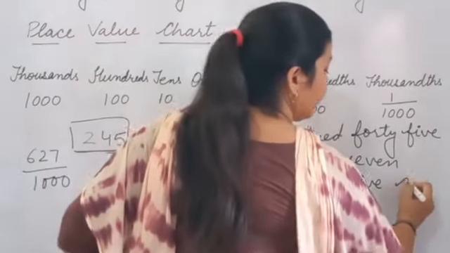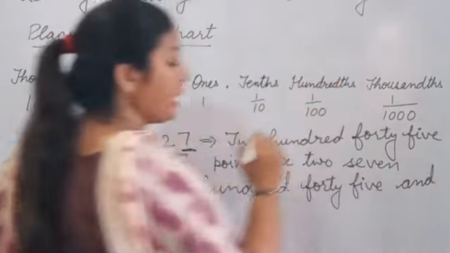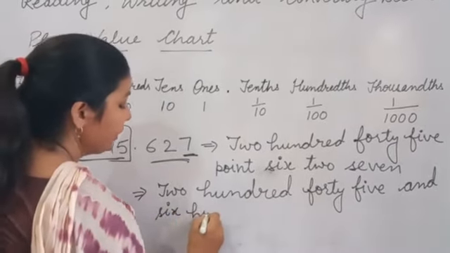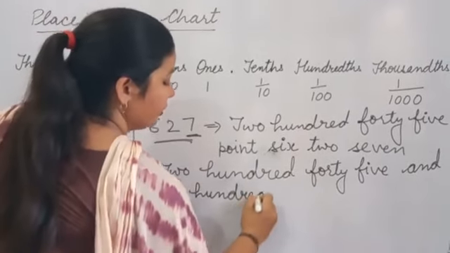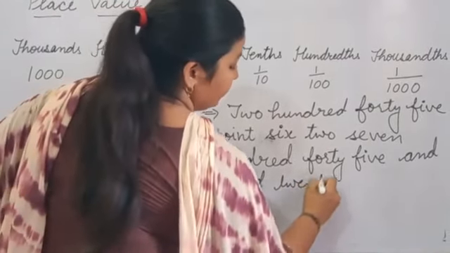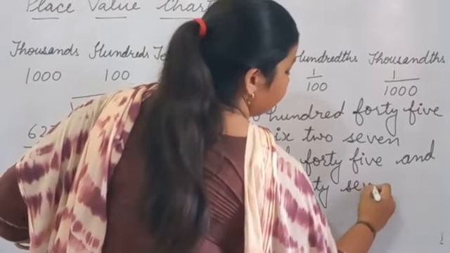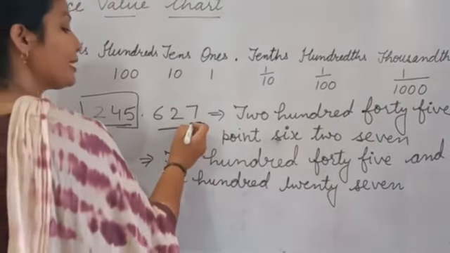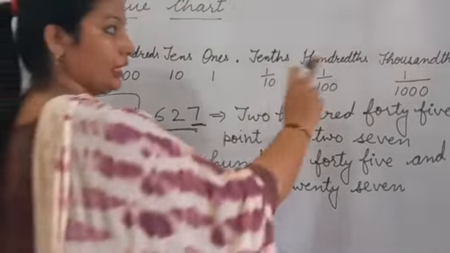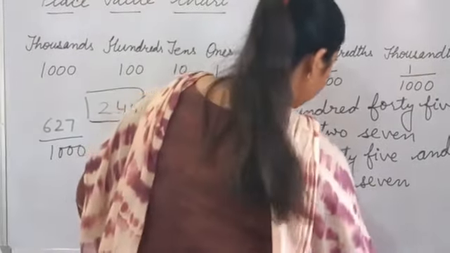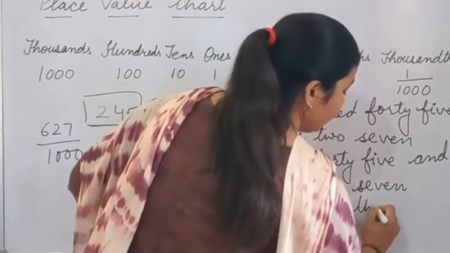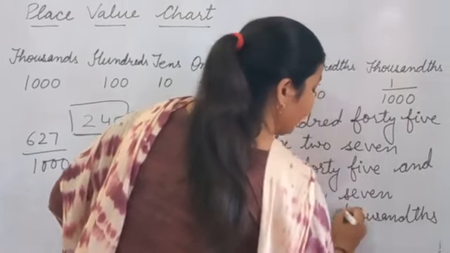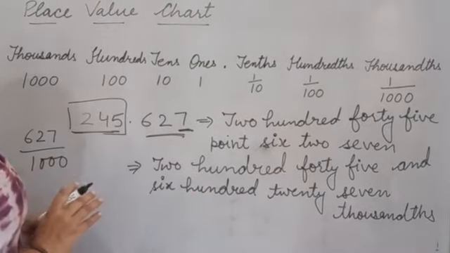Now at the place of point we will write "and", then 627. After 627 we should write the last column. The last column is what? Thousandths. So like this you have to speak.